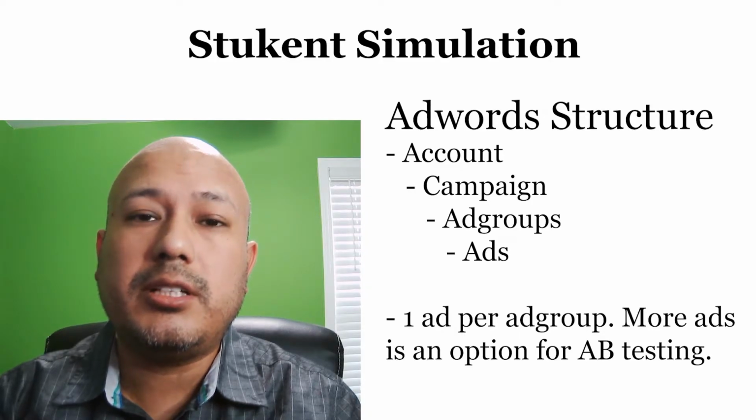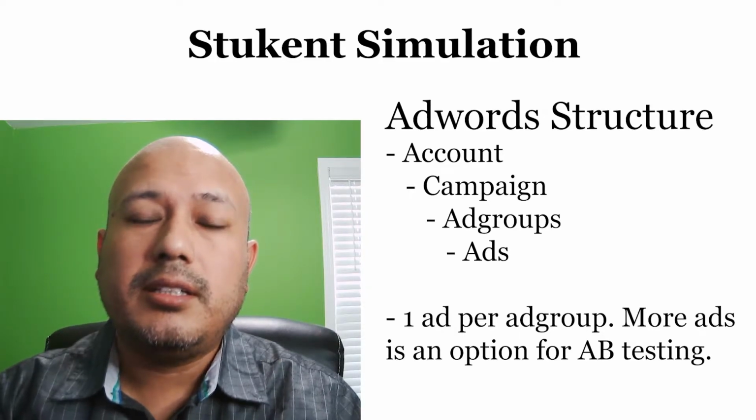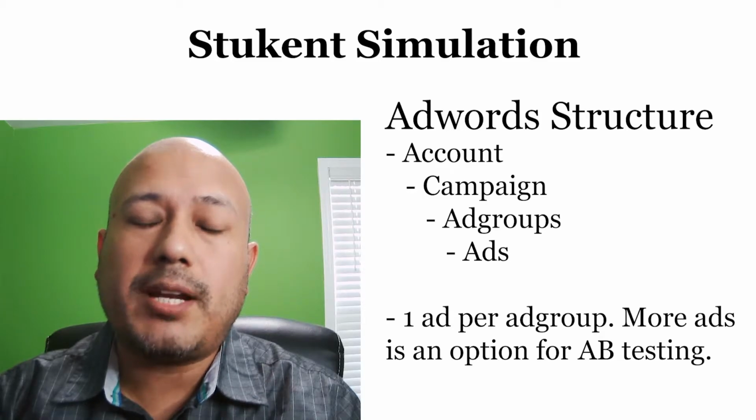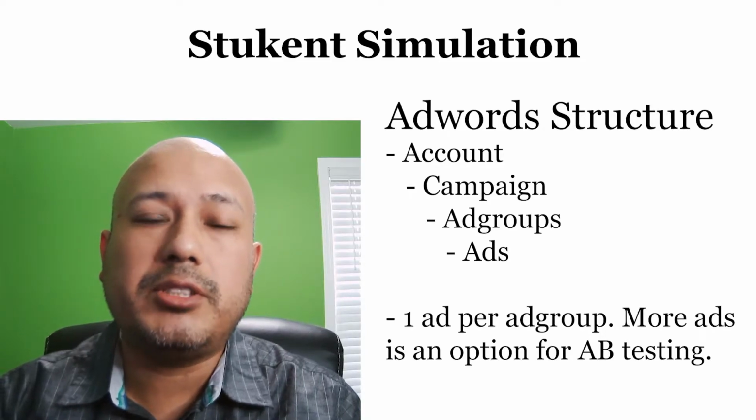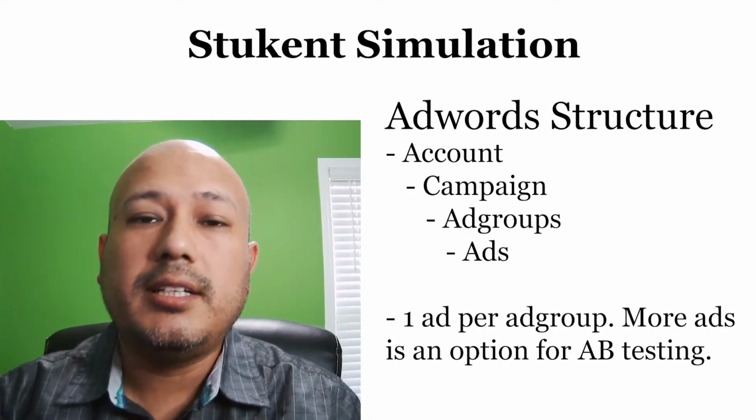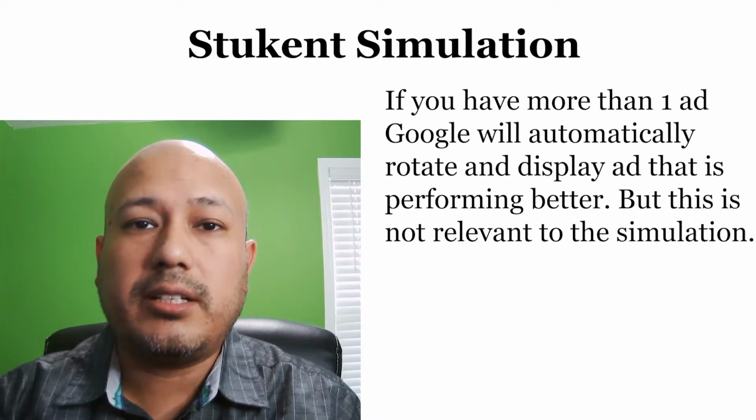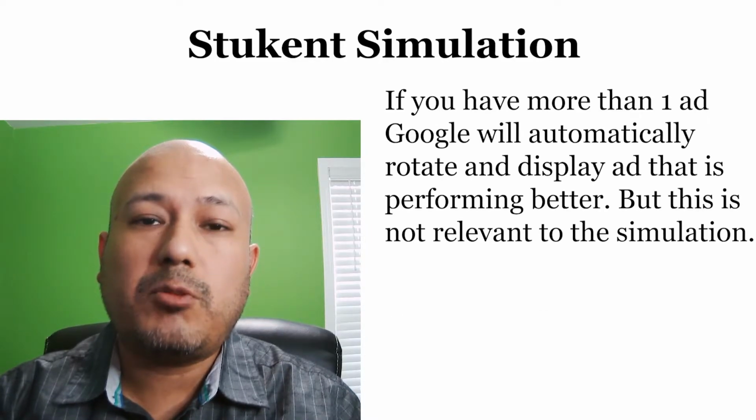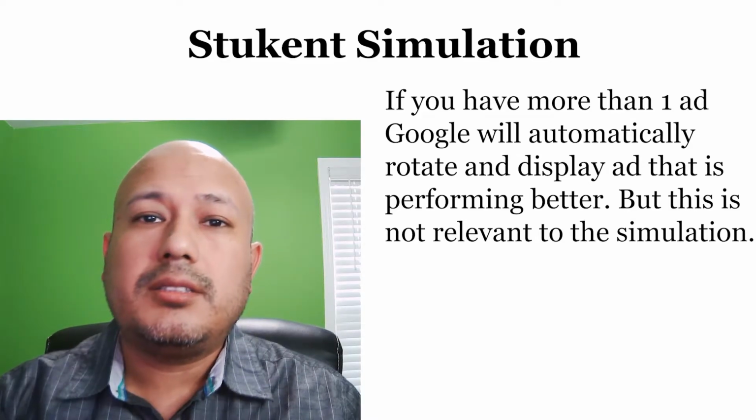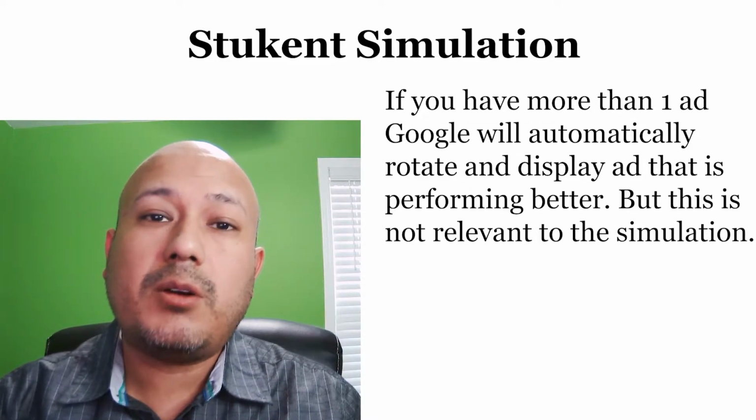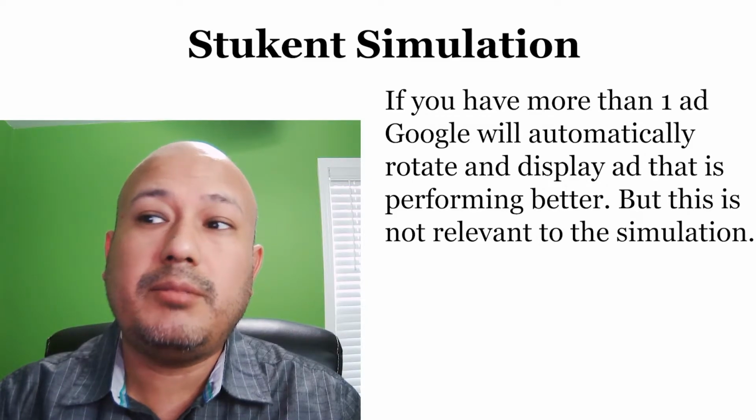Now this is really good for A/B testing, because if you have two ads within an ad group and one ad is performing better than the other ad, then you know that this advertisement is working, and then maybe in the future you will use the ad that is working and not the ad that is not working, right? But if you have more than one ad, Google is randomly displaying those ads. Keep that in mind.